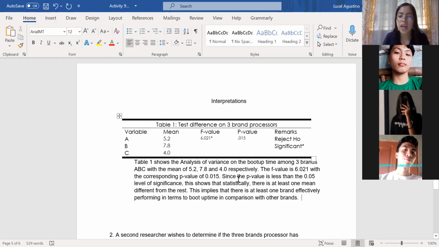So since the p-value is less than the 0.05 level of significance, this shows that statistically, there is at least one mean different from the rest. This implies that there is at least one brand effectively performing in terms of boot up time in comparison with other brands. And then, ngita na kamo dayon sa journal to support your claims. To support or to disagree or to contrast. So, it's okay. Basta may mga related literature ka mo.